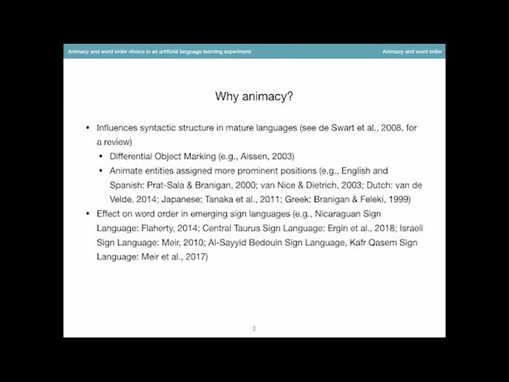Of particular interest in my own work are findings from a number of studies that have found that in emerging sign languages, animacy distinctions have an influence on word order choices. And so it's likely then that animacy distinctions play a key role in the emergence and evolution of word order conventions and preferences in emerging languages.